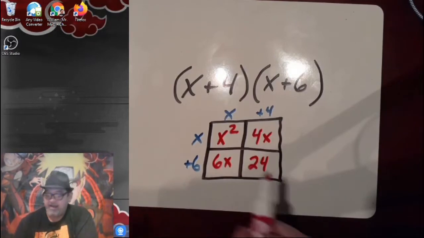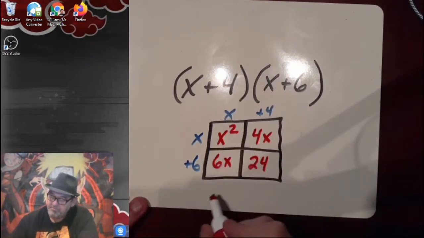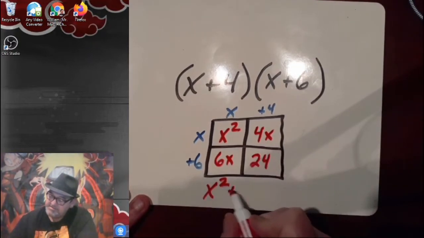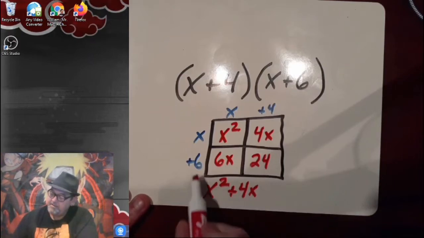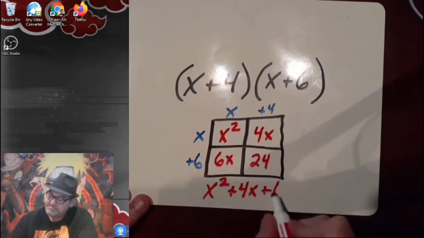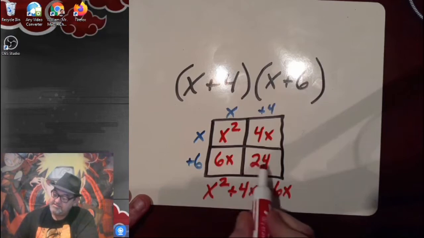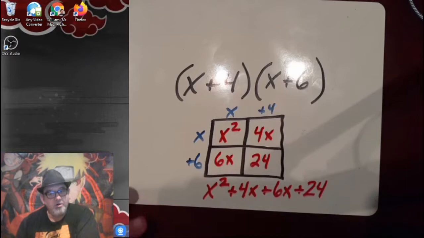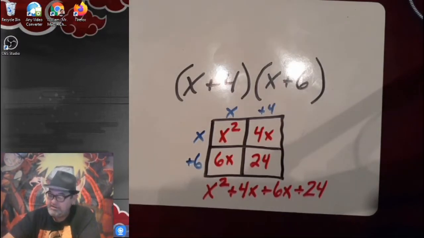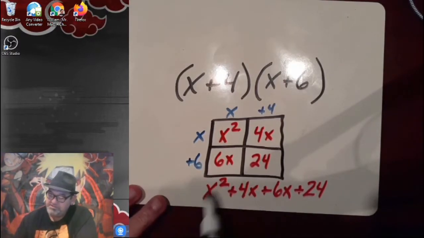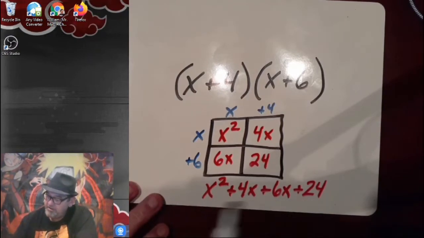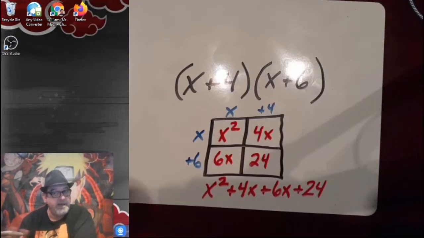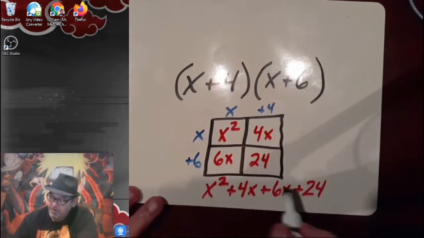Now I just have to write it out in order. So we'll start with our first term here, x squared. Then I have positive 4x. Then I have positive 6x, and then last is positive 24. So I'm almost done, not quite. I have one cleanup step that I have to do, which is combine like terms. So I'm going to look here in my final answer and see, are there any terms that are the same that I can combine, put them in one group? And of course there are.